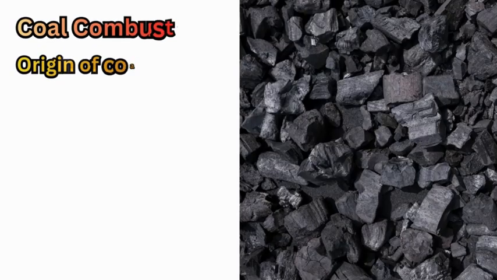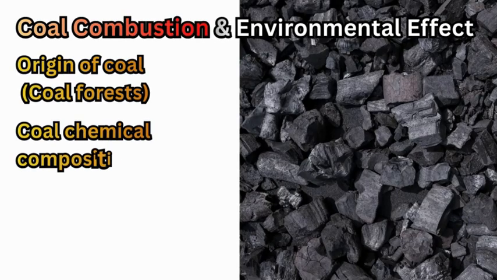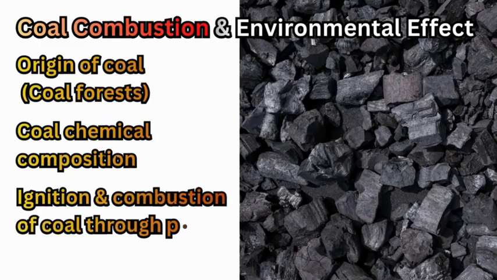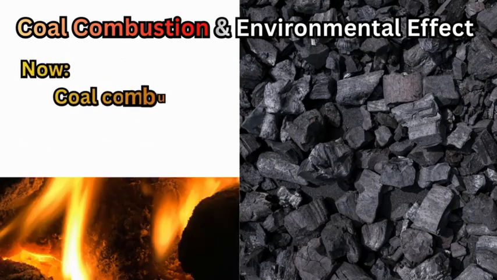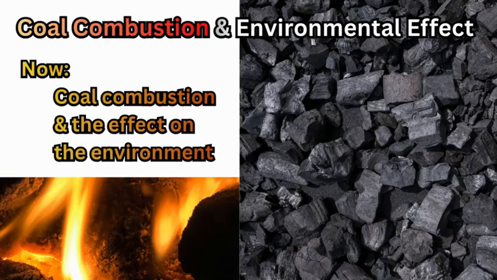So far, we've discussed coal's formation and origin in terms of coal forests, and also its chemical composition, and looking at the burning of coal, the ignition of coal, and the combustion of coal through the power plants, and the various reactions chemically and physically that go on during combustion. And now we're going to focus on the result of combustion, the effects of burning coal in the atmosphere and in the environment in general.